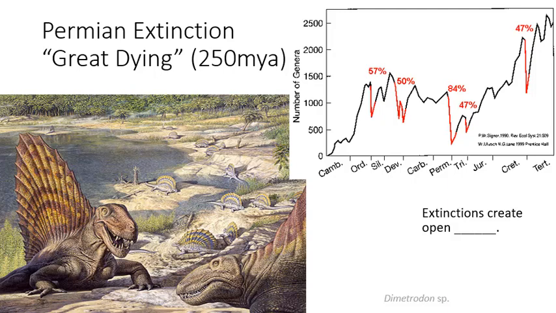Dimetrodon is not a dinosaur. It's a mammal-like reptile. This extinction event led to the rise of dinosaurs. Why? Why do we tend to see a lot of new species after an extinction event?